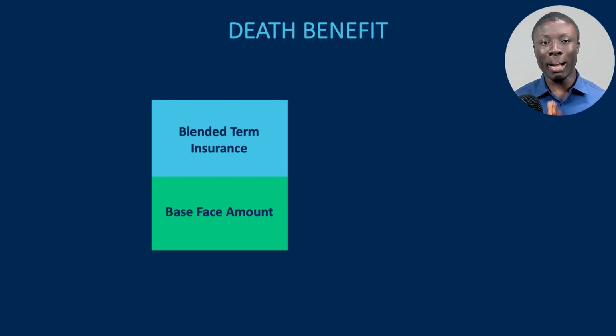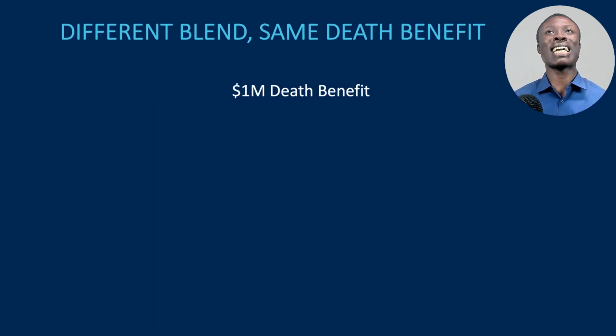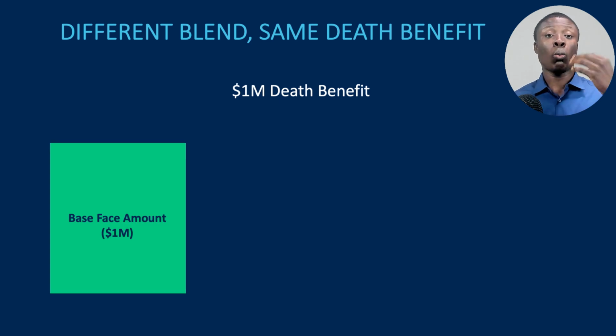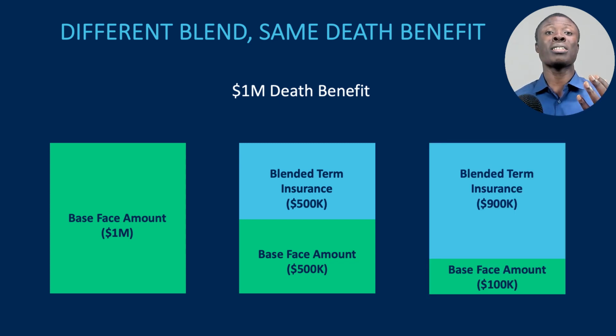The name does not matter. All that it is, is term insurance. The base is always required, but term insurance is optional. So when I tell you your policy has a death benefit of $1 million, we can have several combinations. It could be $1 million base and no term insurance, or 500,000 base and 500,000 term insurance, or even 100,000 base and 900,000 term insurance.